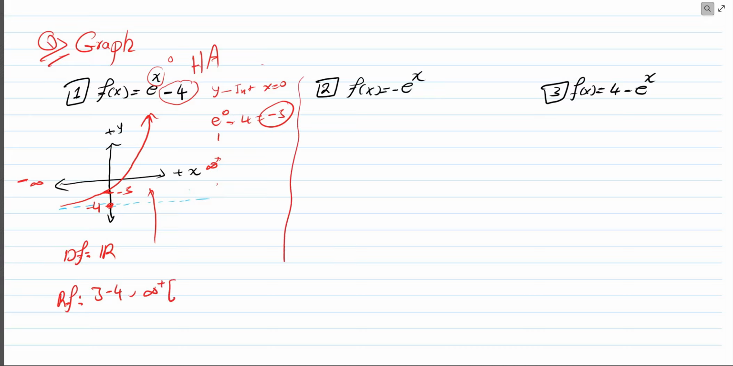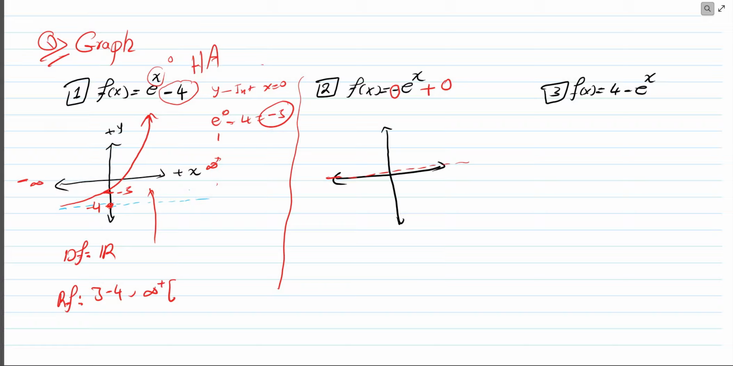Okay, students, second one, you will do the same. We will draw the coordinate plane. But the problem here is what? There is a negative in front of the exponential. But this number is plus 0, right? So our horizontal asymptote is on 0. So we will draw a line on 0.